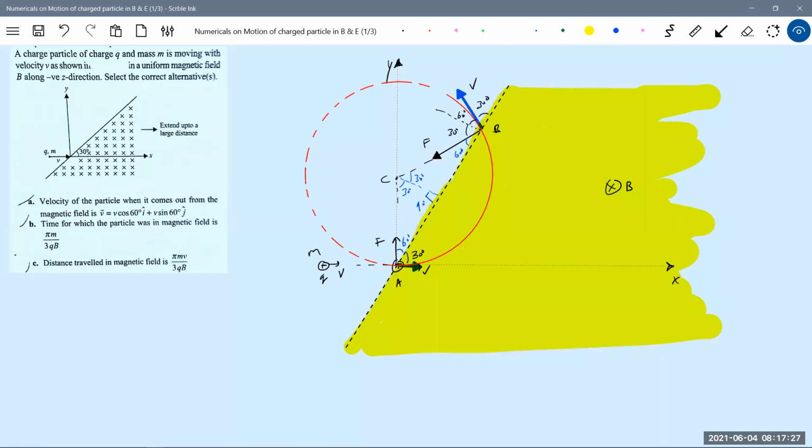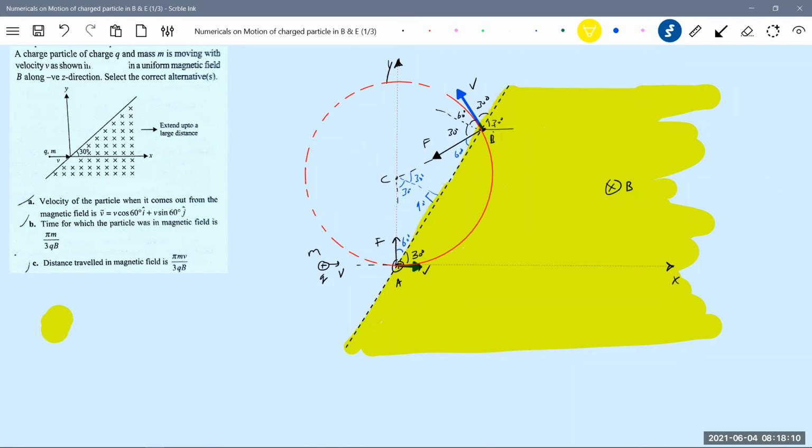So can we define the velocity vector? It's asking us for the velocity of the particle when it comes out from the magnetic field in terms of i cap and j cap. So altogether, how much angle is the velocity vector making? 60 degrees with the horizontal. Hope everyone is able to understand the way the mathematics is possible here.